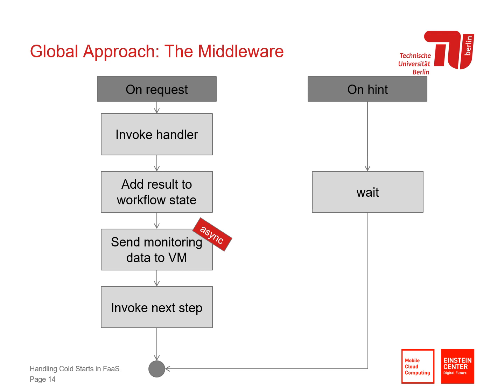Inside the middleware, we still have 2 different events that can trigger actions. Whenever we receive a request, we still invoke the application handler, we still add the result to the workflow state, and we still pass that on to the next function. What is new is that we also collect some monitoring data about the function and send this asynchronously to the VM. We no longer send hints inside the middleware. Whenever we get a hint, we just have to wait for a short period of time. This is because the approach may actually send several hint messages at a time, and we don't want to have the same function executing those hint messages.